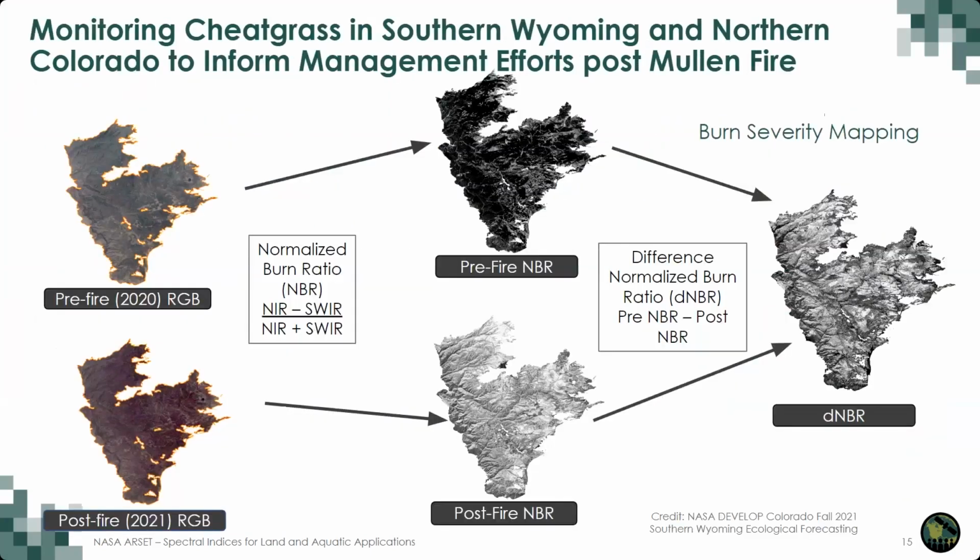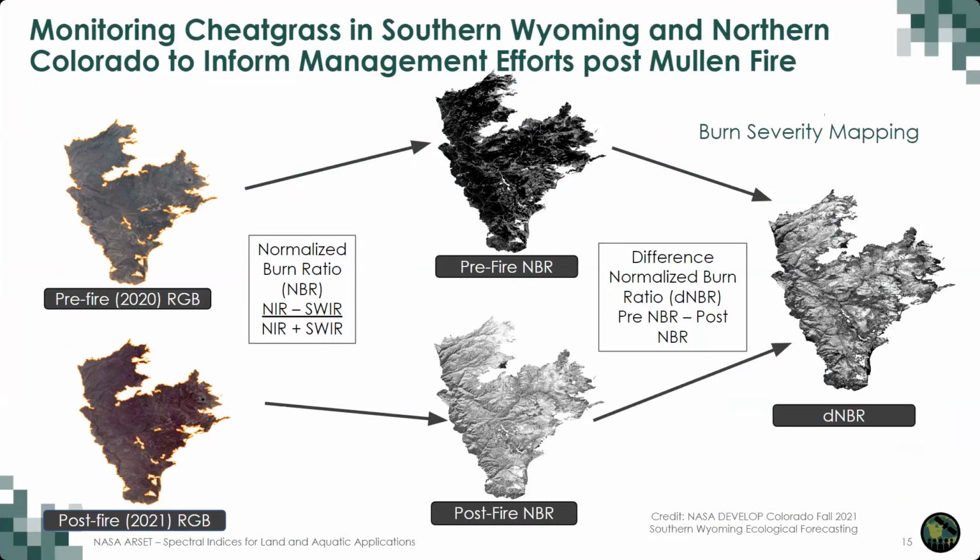Here's an example of how NBR was used by NASA Develop's Fall 2021 Southern Wyoming Ecological Forecasting Team. This team monitored cheatgrass in southern Wyoming and northern Colorado to inform management efforts post-Mullen fire. Cheatgrass is a concern for the community because it may easily invade disturbed soils in a post-fire environment. It creates a positive feedback loop where fire has the potential to create more cheatgrass habitat, and cheatgrass has the potential to serve as fire fuel and increase the frequency, intensity, and size of fires.